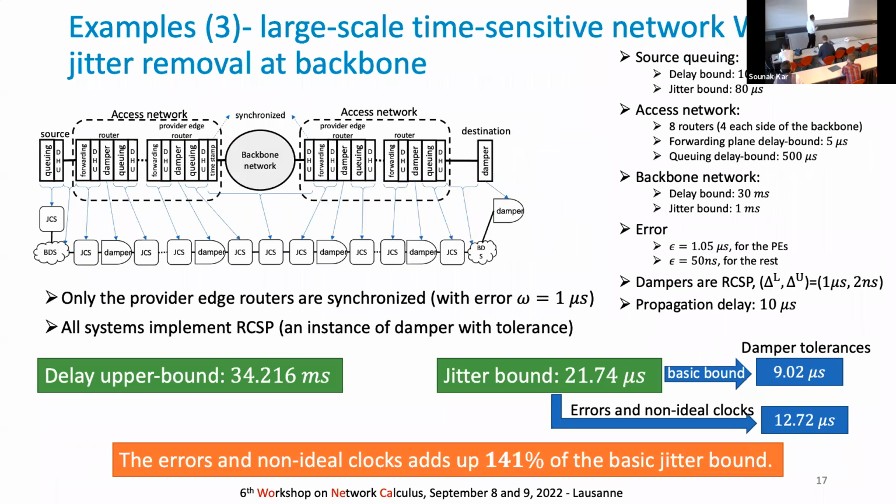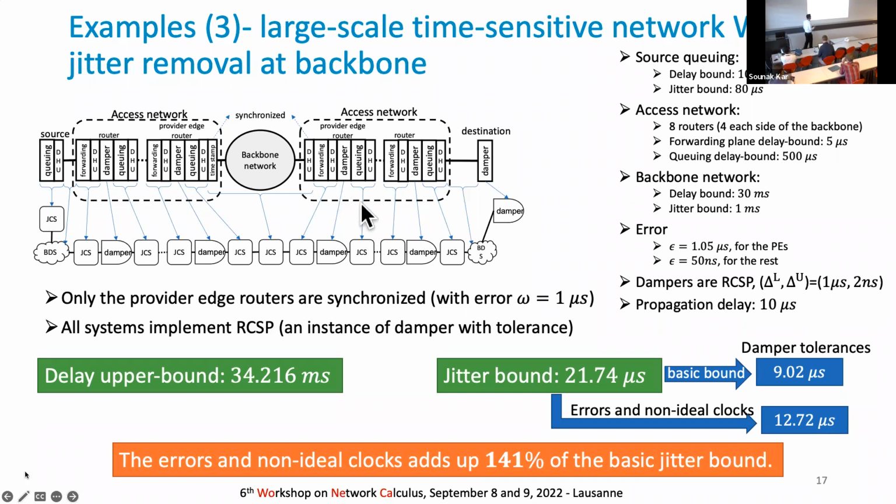So we can also do something more interesting to remove the jitter of the backbone network. The idea would be that we need to be able to timestamp the packet just before it enters the backbone network, and then in the next provider edge router, we do the computation of the damper header. Here, since the clocks are not perfect and they run independently of each other, we need these provider edge routers to be synchronized.